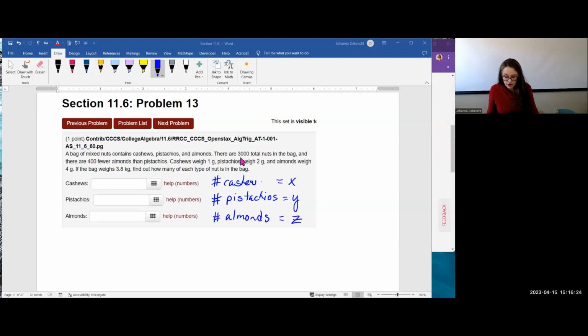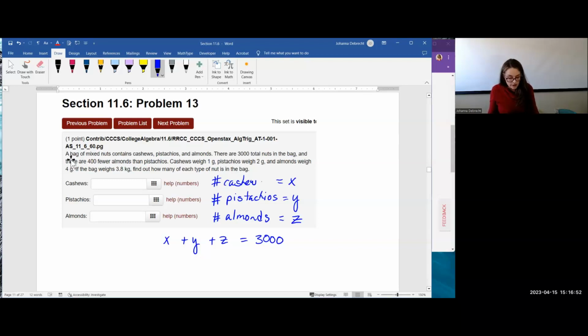There are 3,000 total nuts in the bag. That is mathematics. 3,000 total means when I add stuff together, I get 3,000. That equation is going to be x plus y plus z equals 3,000. All right, so that part of that sentence translates into this equation.